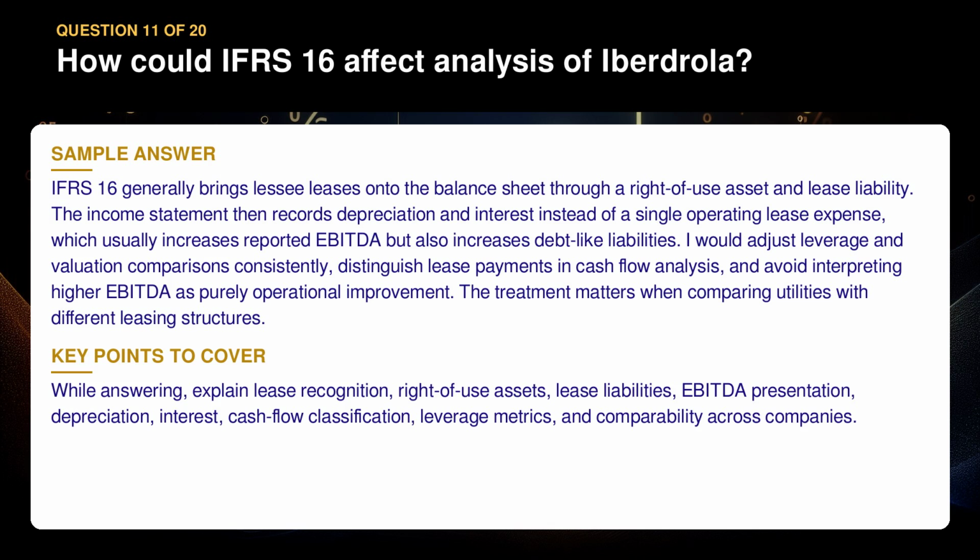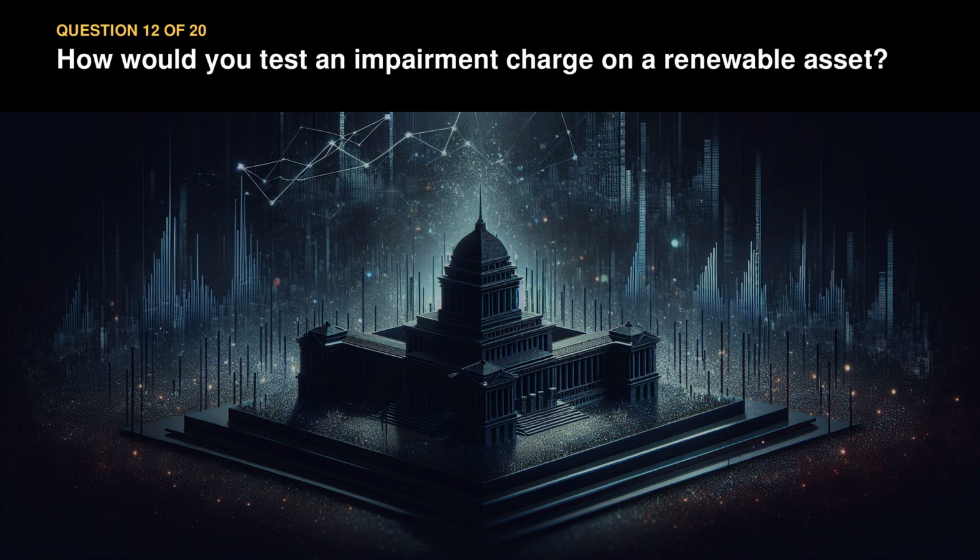While answering, explain lease recognition, right-of-use assets, lease liabilities, EBITDA presentation, depreciation, interest, cash flow classification, leverage metrics, and comparability across companies. Question 12. How would you test an impairment charge on a renewable asset?